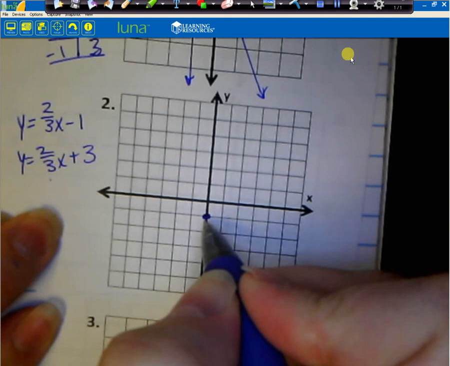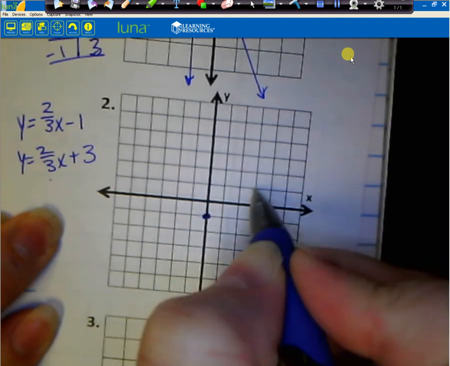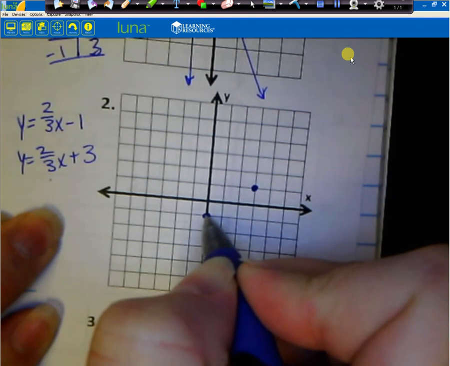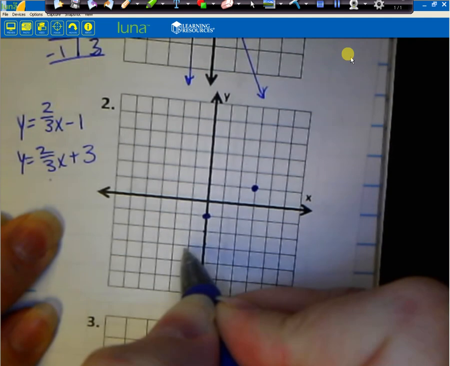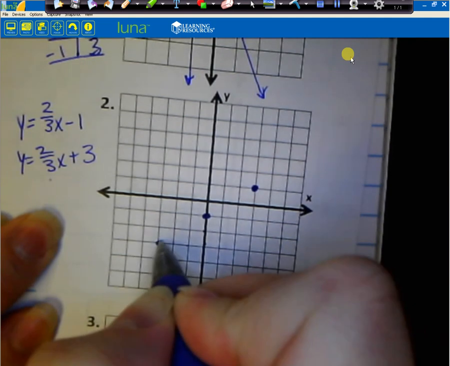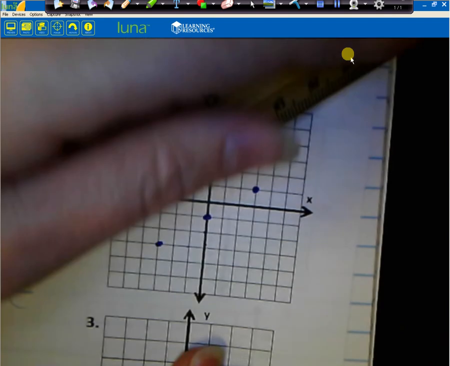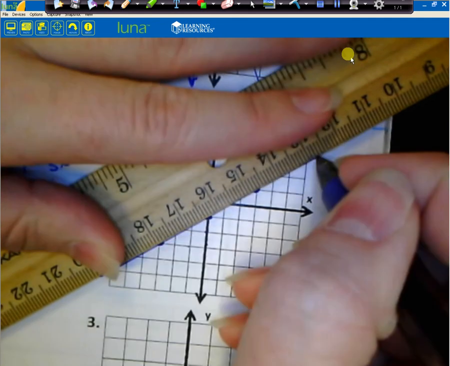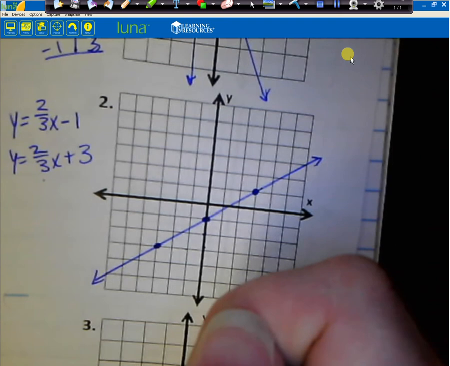And my slope is 2 over 3, so I'm going to come up 2 over 3. 1, 2, 3. I'm going to go back to my beginning point, and I'm going to do the opposite. I'm going to go down 2 and back 3. 1, 2, 3. And now I can draw my line because I have my 3 points. Now, that's my first one.